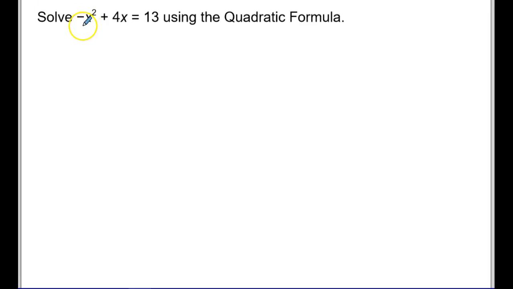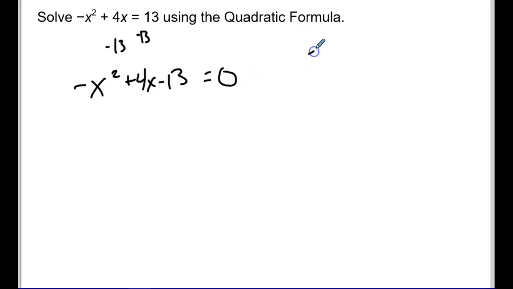So now here's our next one. Solve negative x squared plus 4x equals 13. Again, I need to get everything to one side. So I start by subtracting 13. So negative x squared plus 4x minus 13 equals 0. So now let's use our quadratic formula.